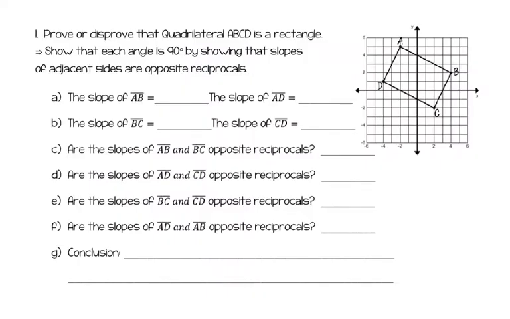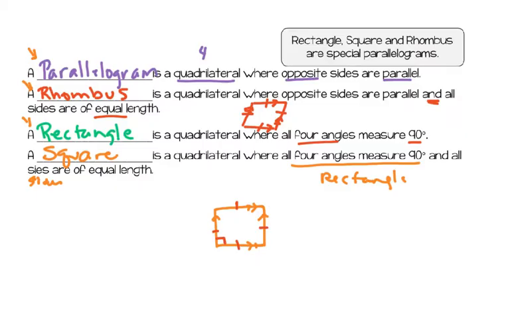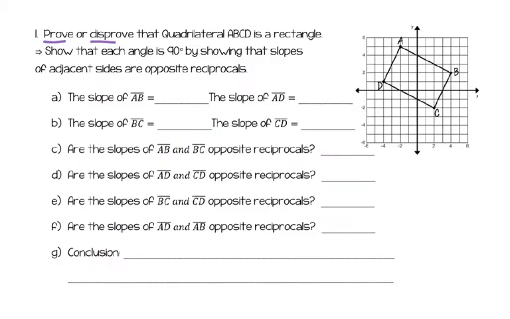Okay, so going to the next section, the first thing we're going to do is it says prove or disprove. So you're either going to prove that it's true, or you're going to prove that it's not true, that quadrilateral ABCD is a rectangle. Now you might look at that and say, well, it looks like a rectangle. And maybe it does, but that's not proving it. So just saying it looks like it is not enough to prove it. So think about what our definition of rectangle is from before. It's a quadrilateral where all four angles measure 90 degrees. So you have to prove that this angle is 90 degrees and this angle is 90 degrees. So how do we do that?